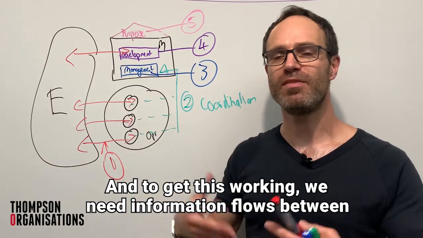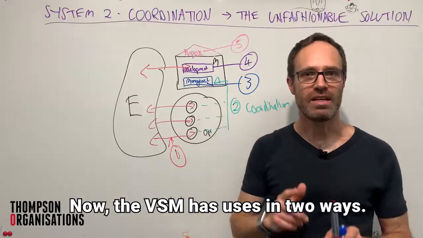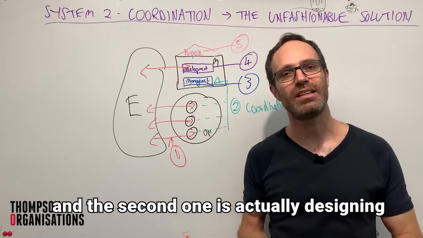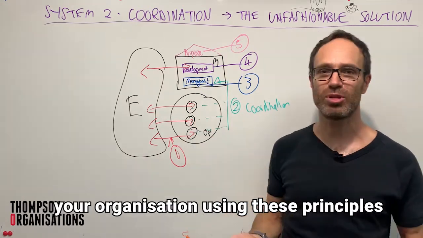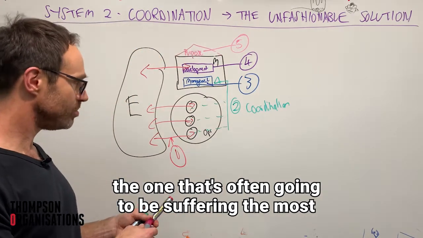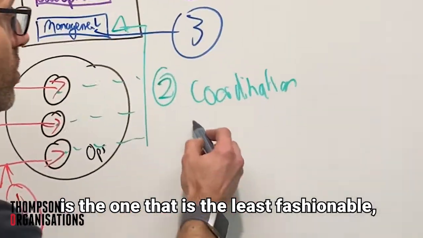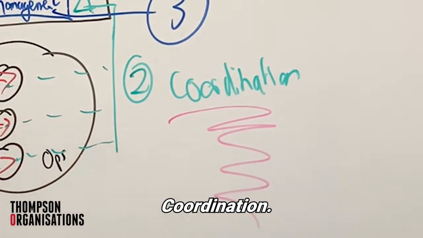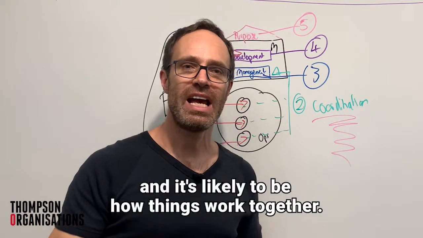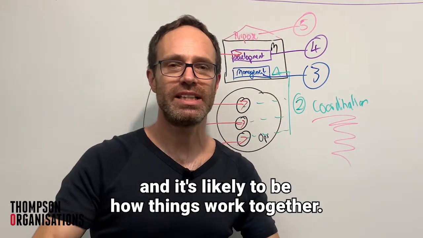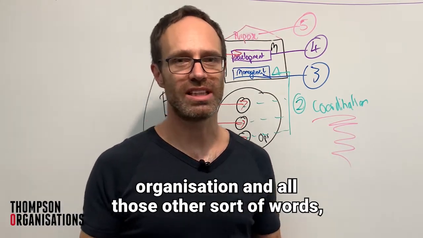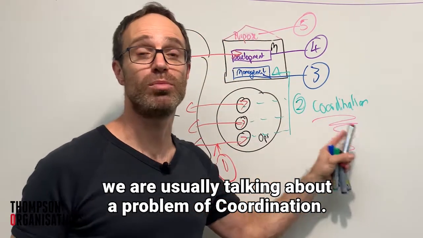And to get this working, we need information flows between all the systems to make sure that things work. Now, the VSM has uses in 2 ways, one of which is diagnosing where issues might be, and the second one is actually designing your organisation using these principles so it's going to work. And when we look at organisations, the one that's often going to be suffering the most is the one that is the least fashionable, and that is coordination. Think about the pain in your organisation, think about the hassles, think about the things that bubble up to the surface for you, and it's likely to be how things work together. When you hear the word silo said yet again in your organisation, all those other sort of words, we are usually talking about a problem of coordination.